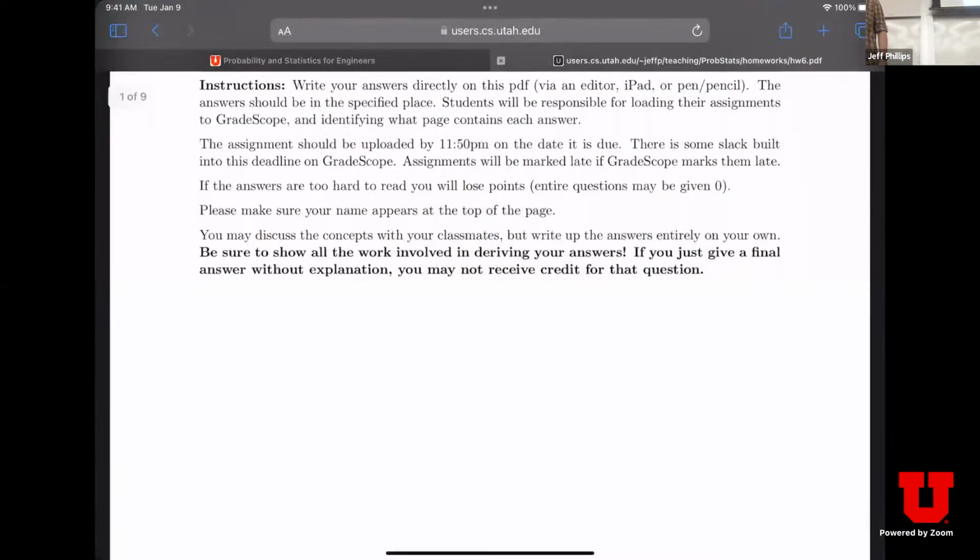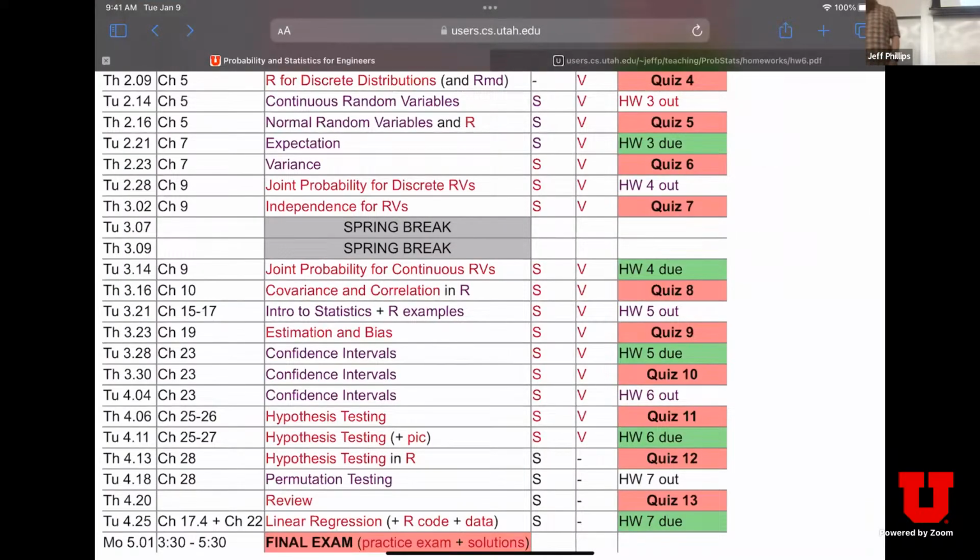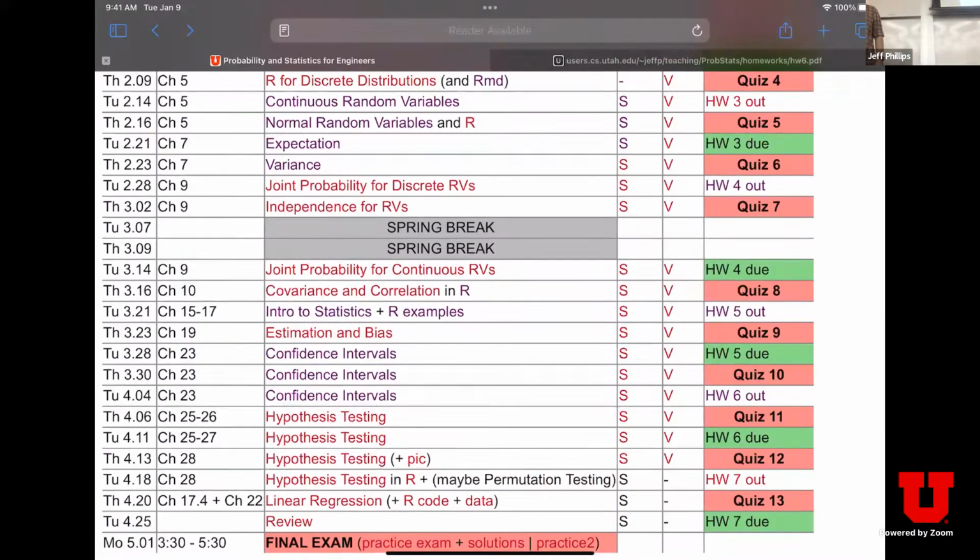If you look at the schedule, it's updated. Homework 7 is out, and I've got some printed versions up front if you want some. It's due next week on Tuesday. I'm not allowed to have assignments due after the last day of class, but we'll be a little flexible on that.